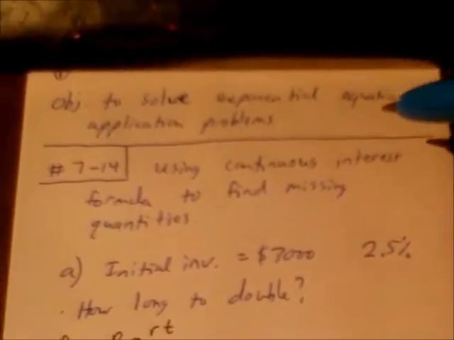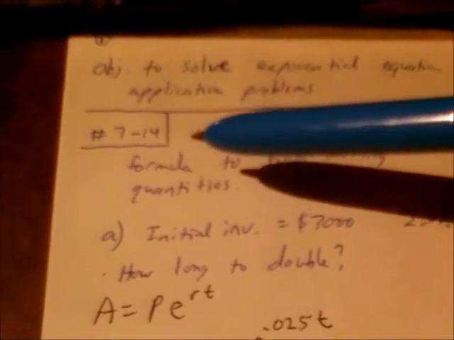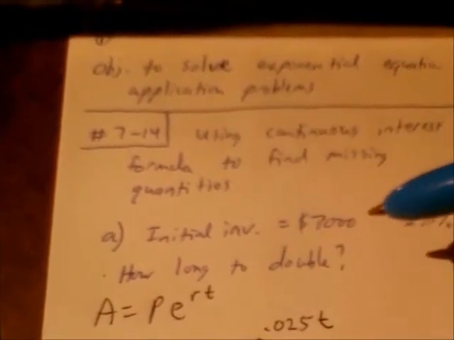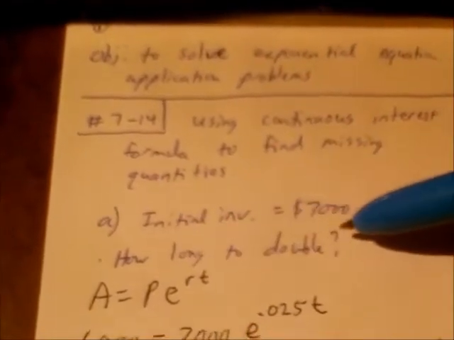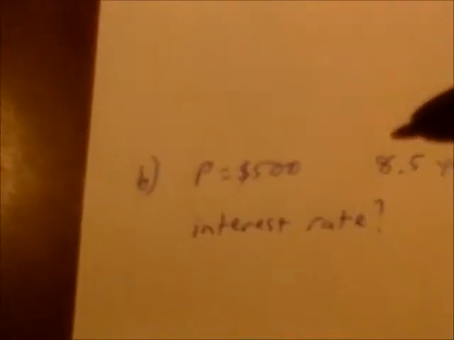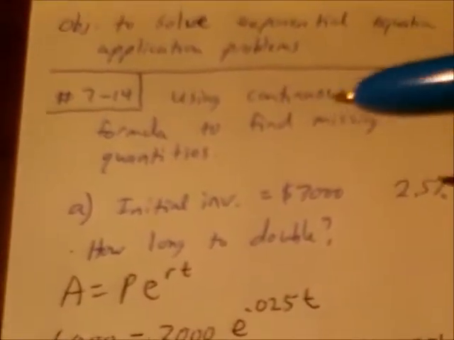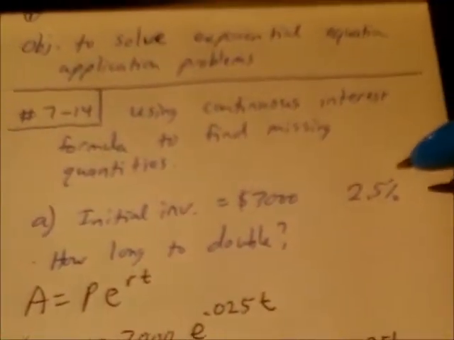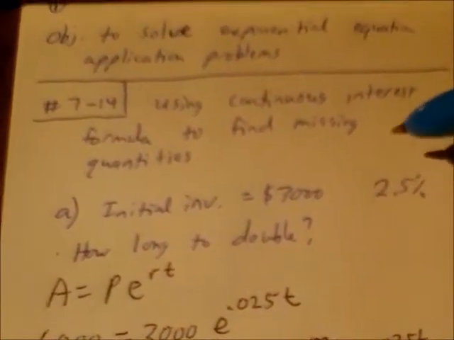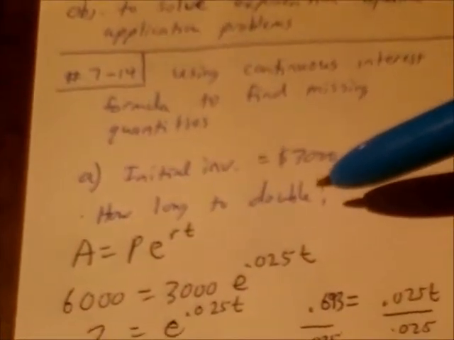So we're going to use the continuous interest formula to find missing quantities. In your homework assignment, you're going to have a table, and you're going to have to fill in various parts of the table. So I've taken one line of the table and put the information here, and down here I've done a different line of the table, and then we're going to calculate that out. So our initial investment is going to be $3,000 at 2.5%. Remember, it's continuous, and I want to know how long it's going to take to double.